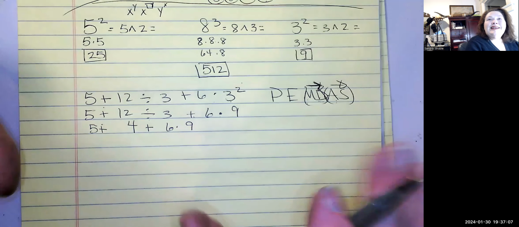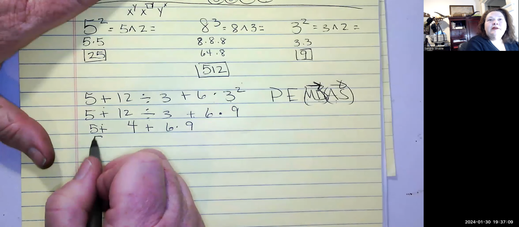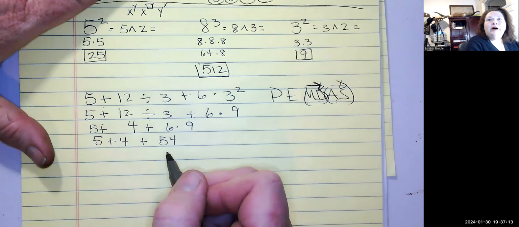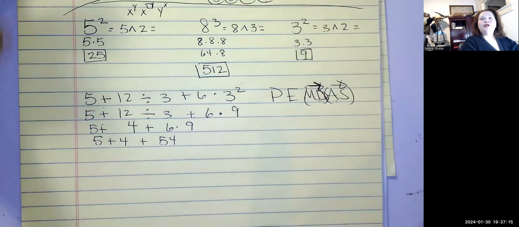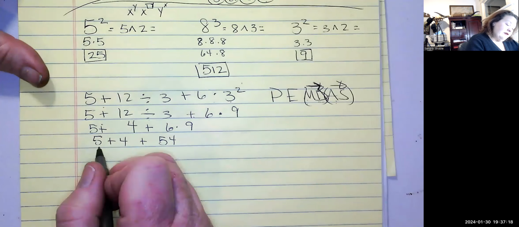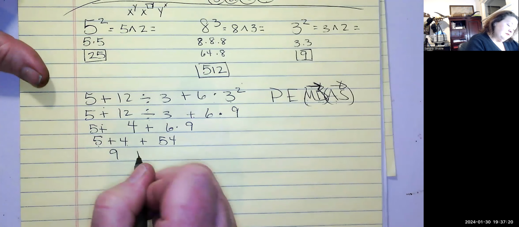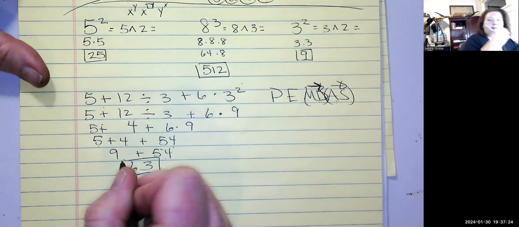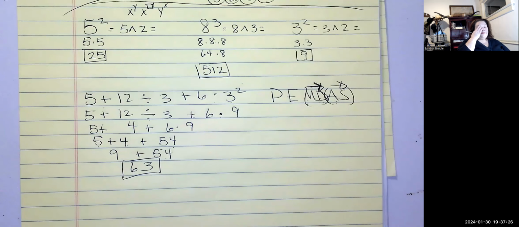Now we're going to do the multiplication. 5 plus 4 plus 54, which is 6 times 9. And now we've got only addition, so I'm going to add up everything. 5 plus 4 is 9, plus 54. And so that's 63.